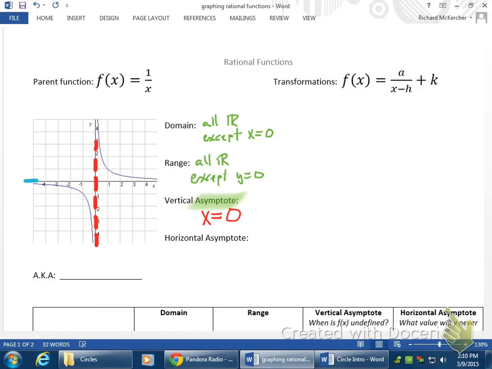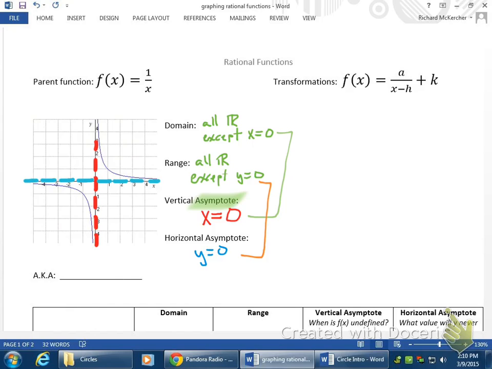Okay? There is also a horizontal asymptote. The graph never touches this blue line right here. It comes down and then over here, but it never actually touches it. And same thing over here. Even though it looks like it's very close, it never touches it. And that's the horizontal line y equals 0.